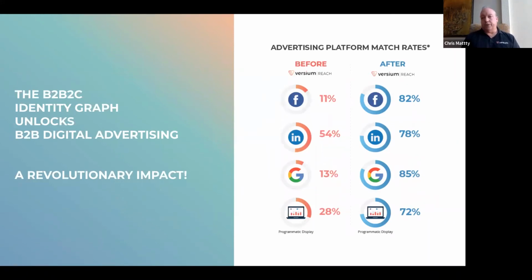And these are actual numbers. Sean, I know we were talking earlier, like, are those real? Yeah. And no, if you take a list and upload to Facebook of business people, you're going to be able to put ads in front of about 11% of those people. After B2B to C enrichment, you can get to 82, 90%. In fact, I've seen as high as 100% on Google before.